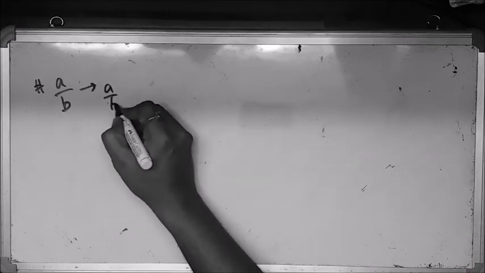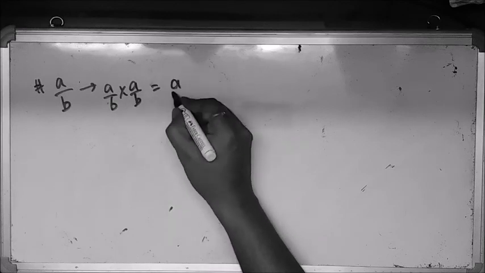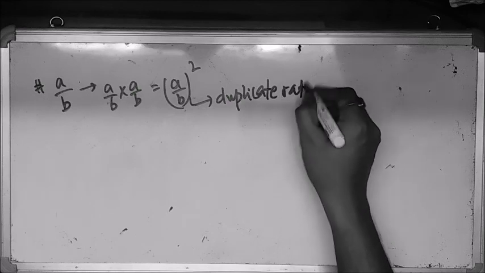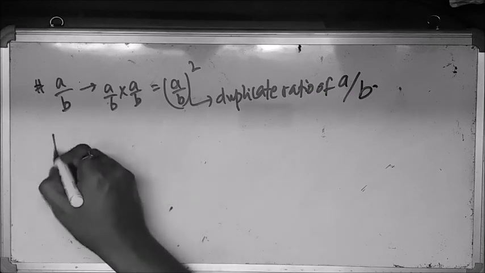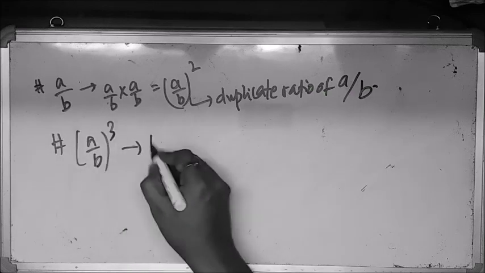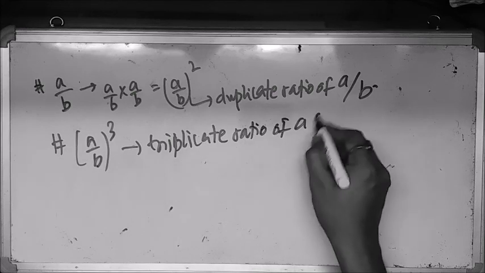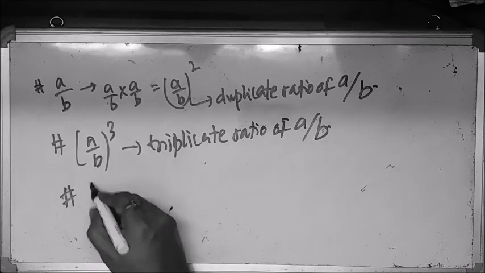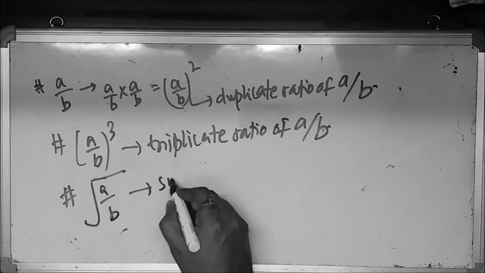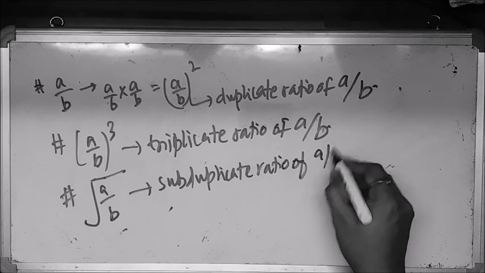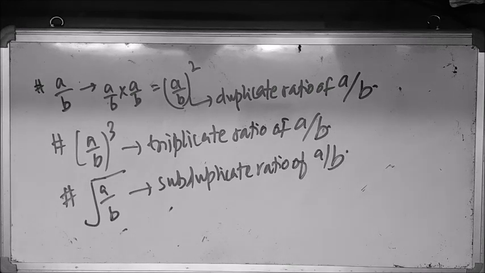So if I multiply A by B and A by B, I get A by B whole square, and this is called duplicate ratio of A by B. Similarly, I can say A by B whole cube is actually triplicate ratio of A by B. Now, another thing, if you take the square root, that will be called subduplicate ratio of A by B, and that goes on. So all these terms should be clear in your mind, because these terms are given directly in the exam.